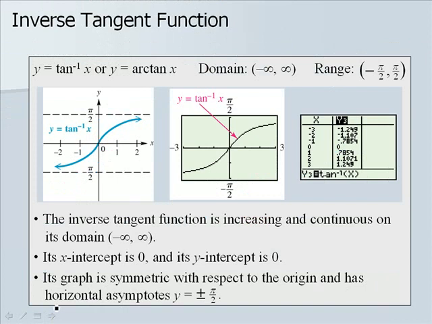And here we see a breakdown of our inverse tangent function. Notice that the domain is negative infinity to positive infinity, and the range is our restricted domain from our tangent function. We see our graphs here, and notice the inverse tangent function is increasing and continuous on its domain. Its x-intercept is 0 and y-intercept is 0. Its graph is symmetric with respect to the origin and has horizontal asymptotes y equals plus or minus pi over 2, which were originally our vertical asymptotes in the tangent function.